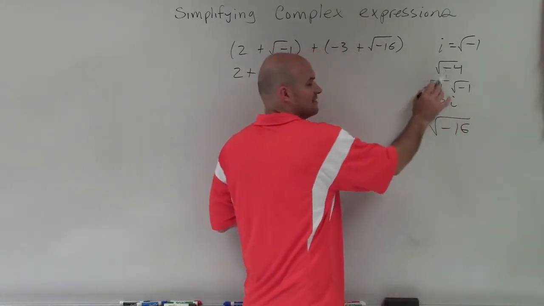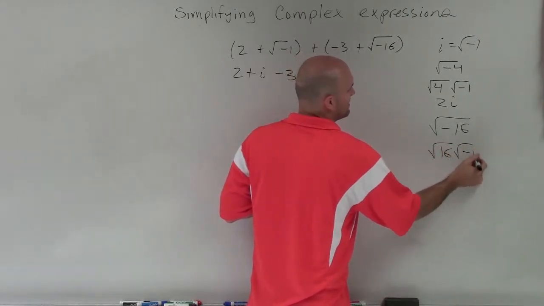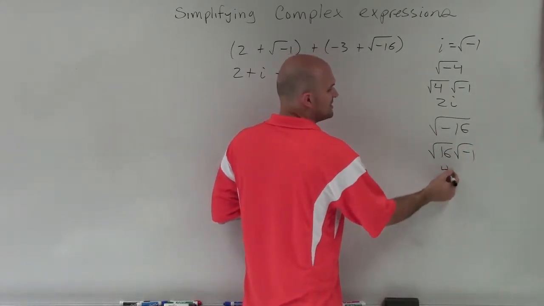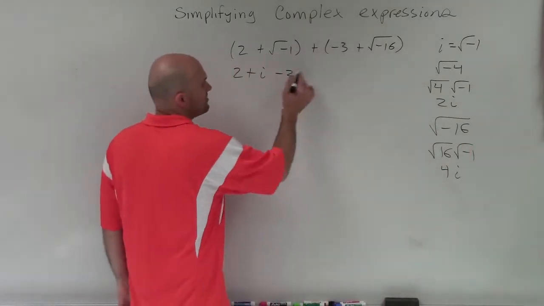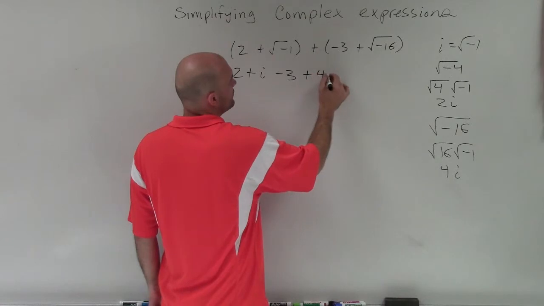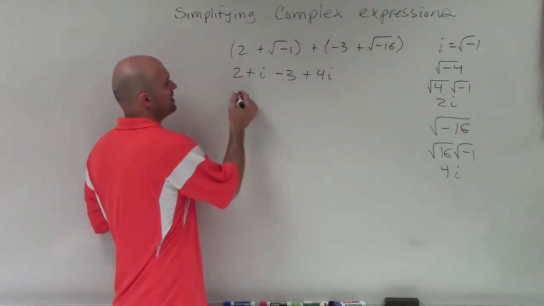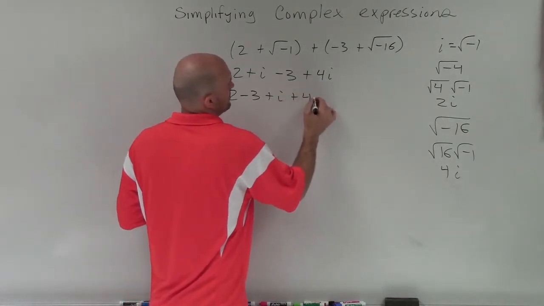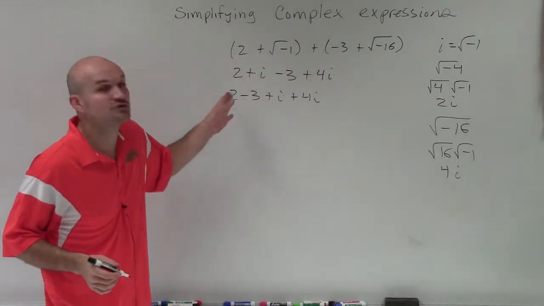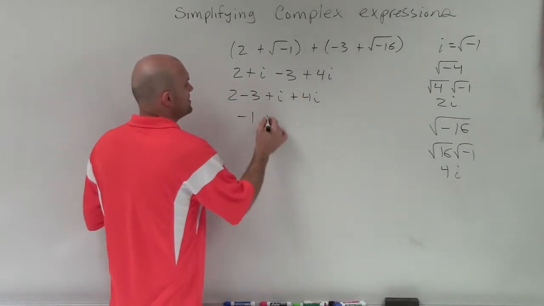By applying this reasoning, I can break this up into the square root of 16 times the square root of negative 1. Well, the square root of 16 is 4, and the square root of negative 1 is i. So it would be minus 3 plus 4i. Now, to combine, I just combine my like terms, and I'm going to rewrite them with like terms next to each other. So now I can just do 2 minus 3, which is negative 1, and then i plus 4i, which is going to be a positive 5i.